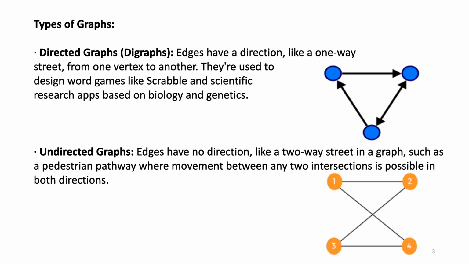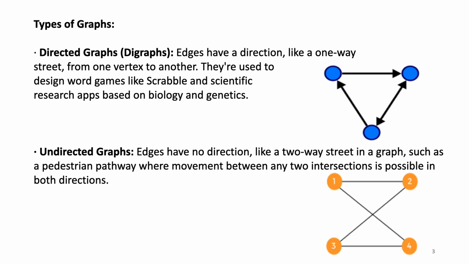There are several types of graphs we will discuss in detail. Directed graphs have edges that go from one vertex to another like a one-way street. They're used to design word games like Scrabble or apps based on biology and genetics. Undirected graphs are like two-way streets, where the edges don't have a direction.